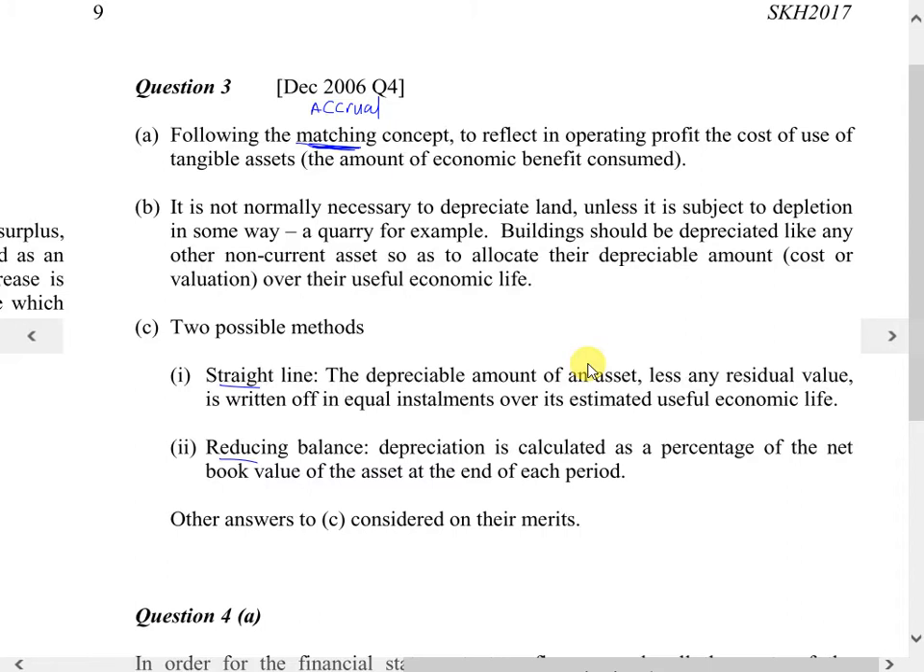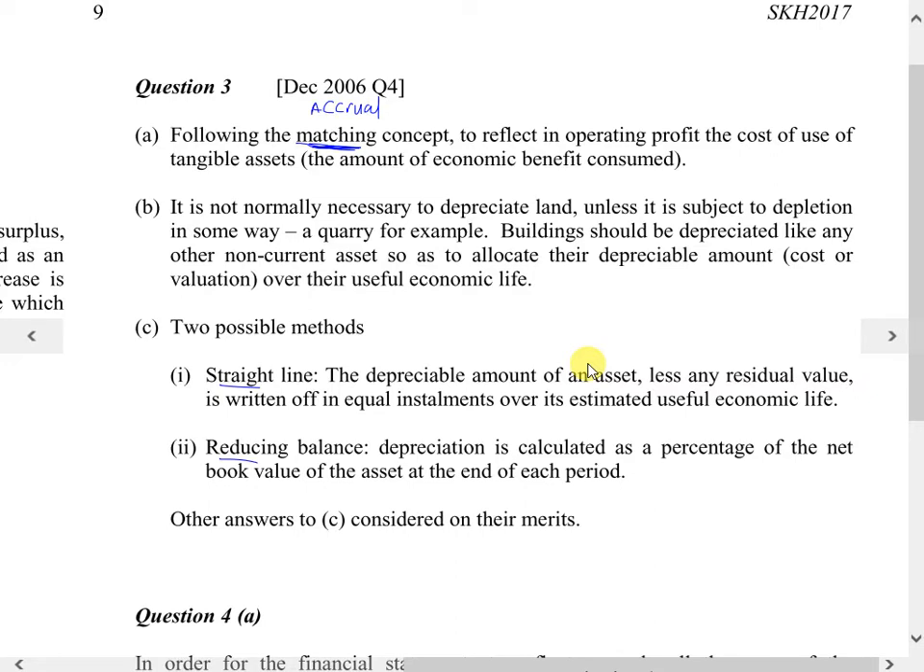We still depreciate because of the matching concept. Even though the value goes up, we still depreciate. You use it to generate income, so we match it with the expenses. Do we depreciate land? Normally no, but look at part B. It is not necessary to depreciate land unless it is subject to depletion in some way.